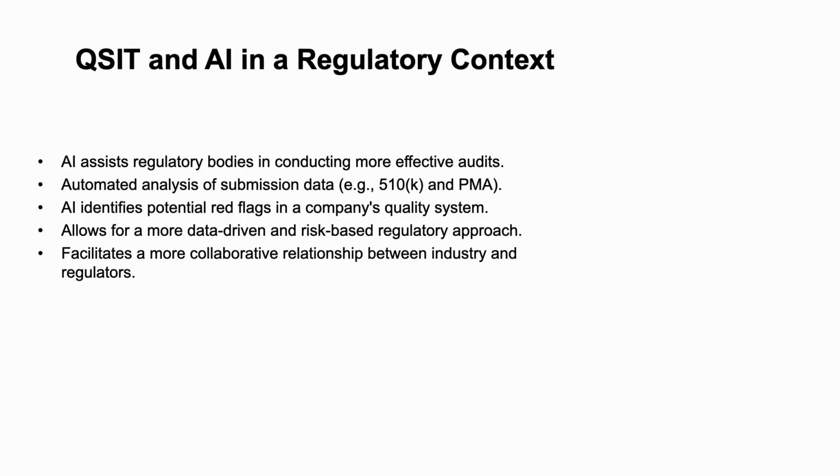This shift also facilitates a more collaborative relationship between industry and regulators. By providing regulators with access to transparent and well-documented QMS, manufacturers can demonstrate their commitment to quality, which can streamline the audit process and build trust. The use of AI in a regulatory context is a growing trend that will ultimately lead to a more efficient and effective oversight system, benefiting both the industry and the public.